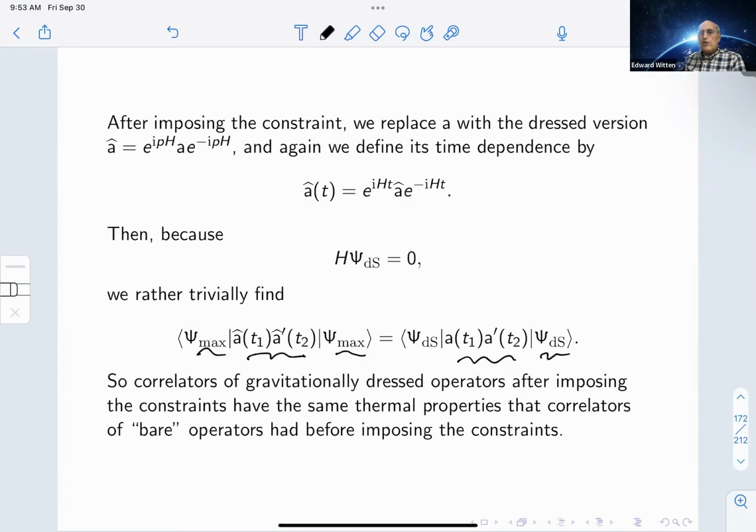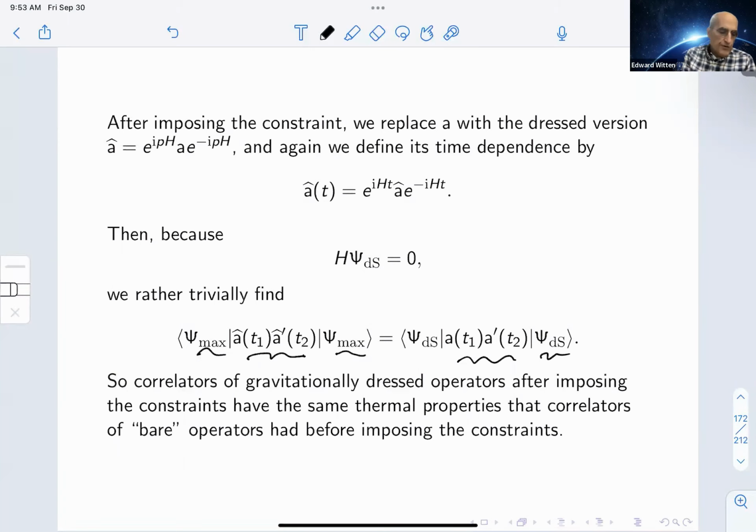So in other words, we've reconciled the fact that de Sitter space is a maximally mixed state, which sounds like infinite temperature, with the fact that it also has a thermal interpretation at a finite temperature, the de Sitter temperature.